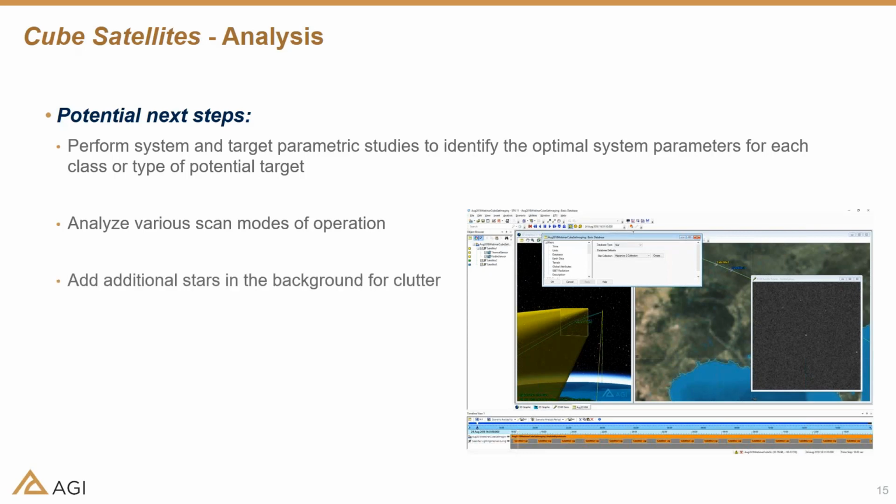Finally, let's start making it harder. What if we have more stars in the background? Well, with SDK, you can load up a much denser celestial background and start to see how that clutter affects your results. And hey, why not see how well we do against an Earth background as well? So that's the quick scenario that I went through.